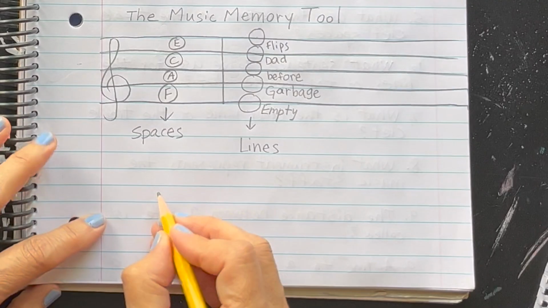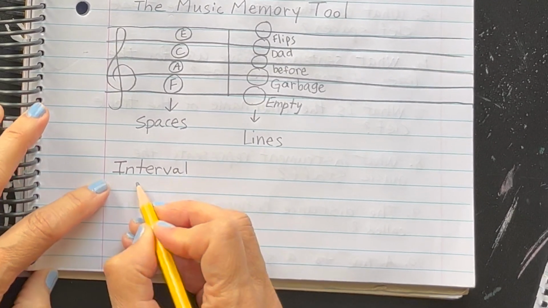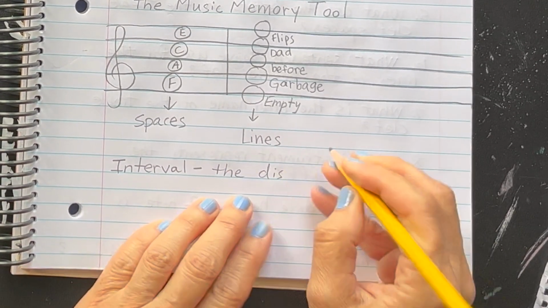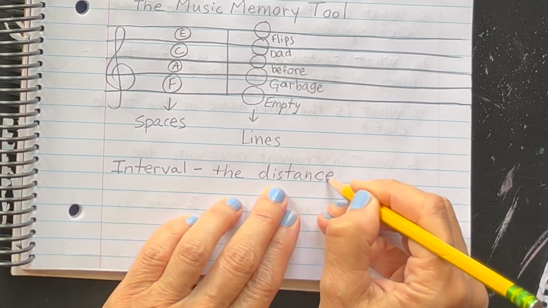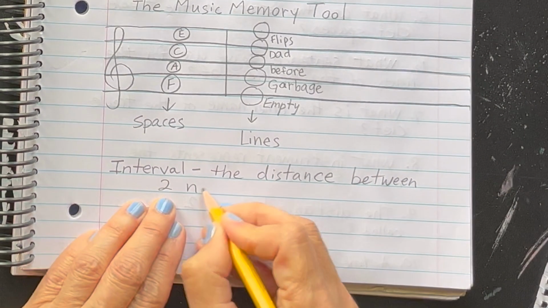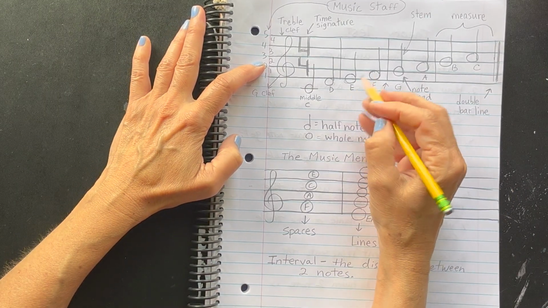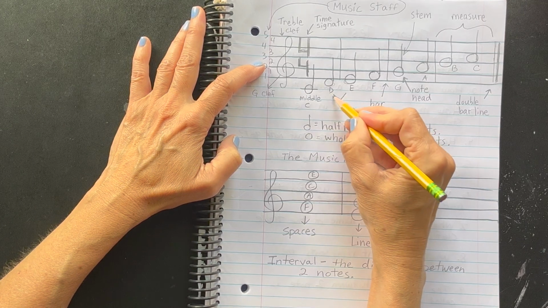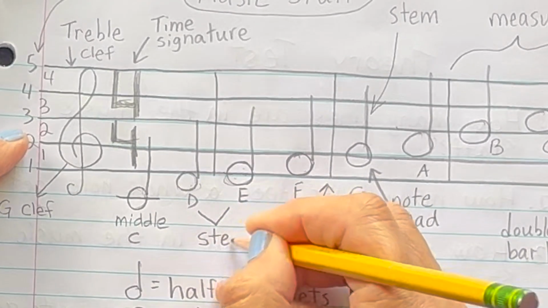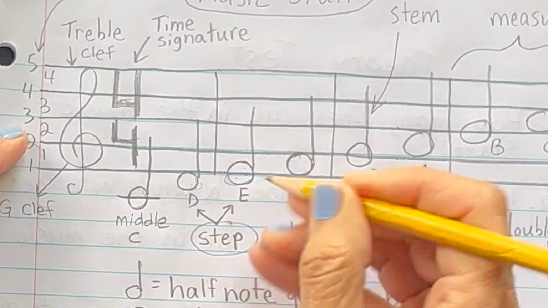Here's a vocabulary word. Interval. An interval is the distance between two notes. Okay, so I'm going to draw this, and between these two notes, we're going to call it a step. I'll draw an arrow.